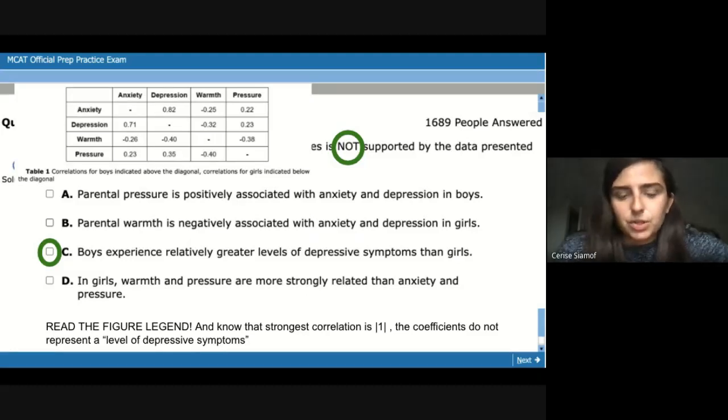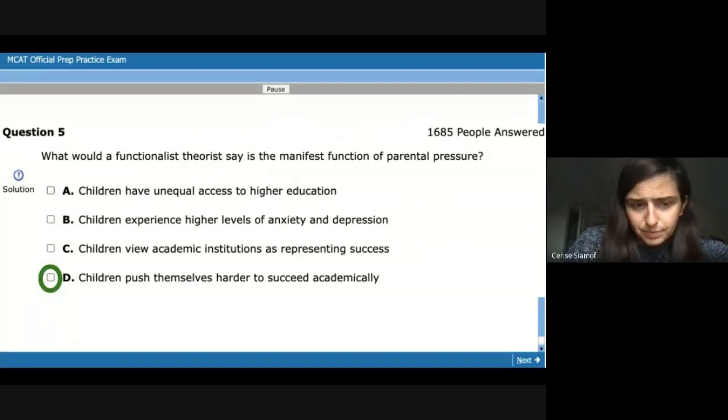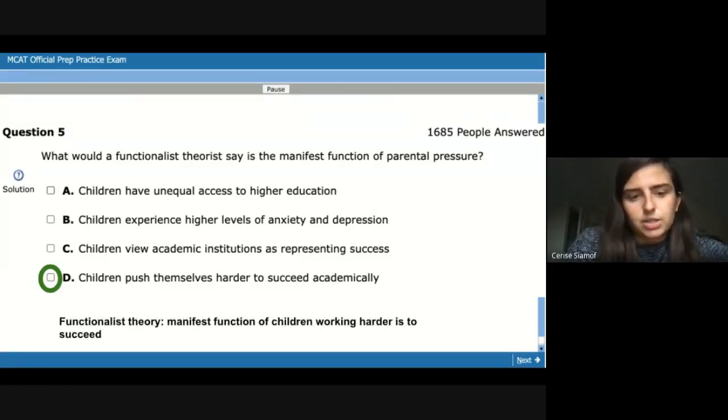Okay, should we do the next one? So what would a functionalist theorist say is the manifest function of parental pressure? Yeah, so I see a couple D's, and D is the answer. And so a functionalist, if you want to click, the manifest function would be children working harder to succeed.